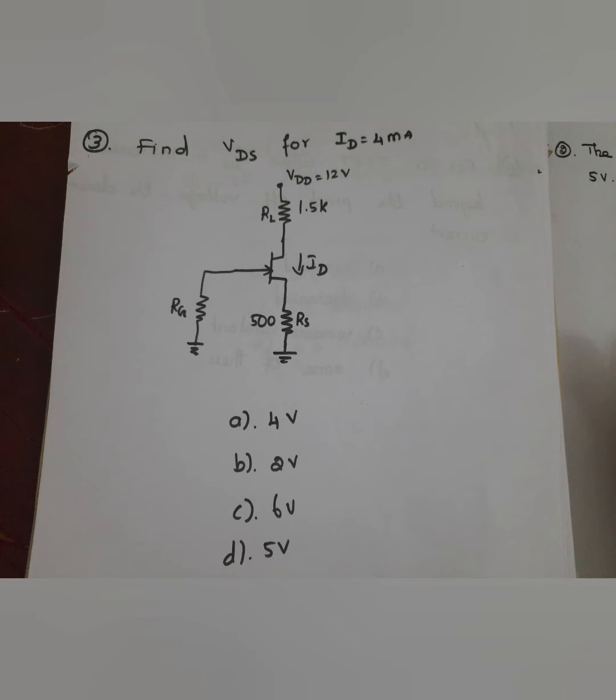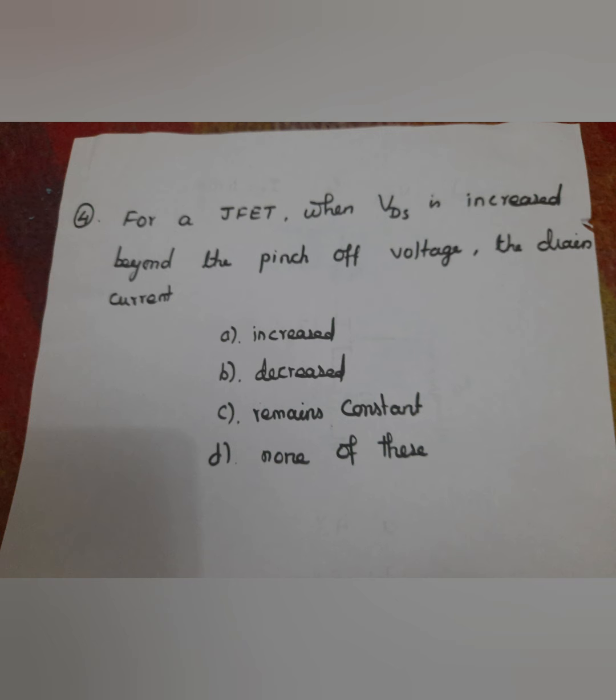And for the circuit, find VDS for ID is equal to 4 milliamps. Fourth question, for a JFET, when VDS is increased beyond the pinch off voltage, the drain current, and find the correct answer from A, B, C, D.